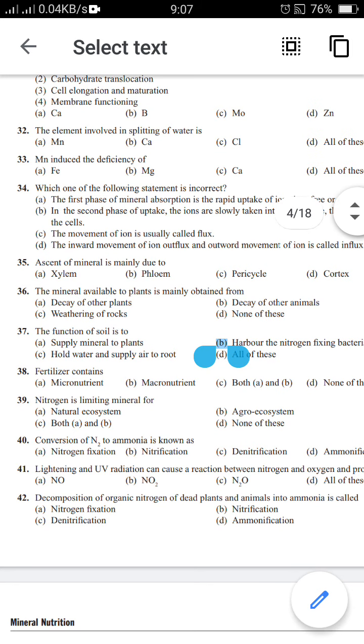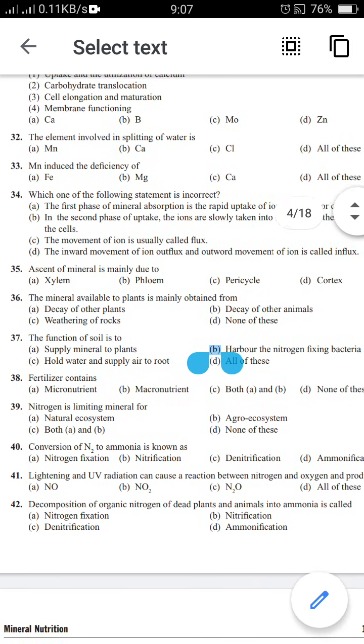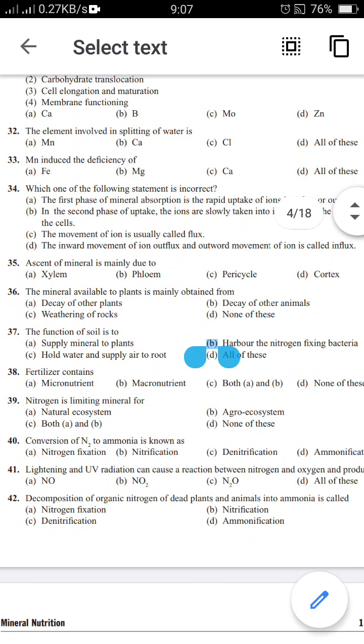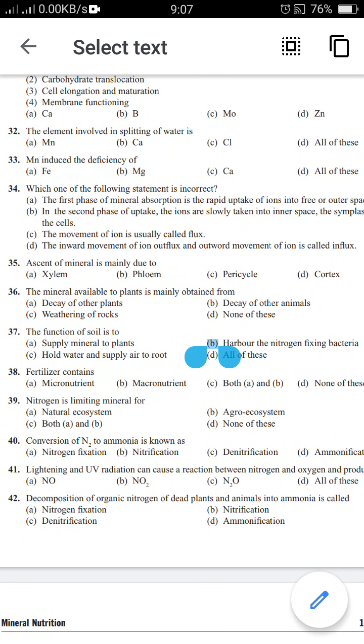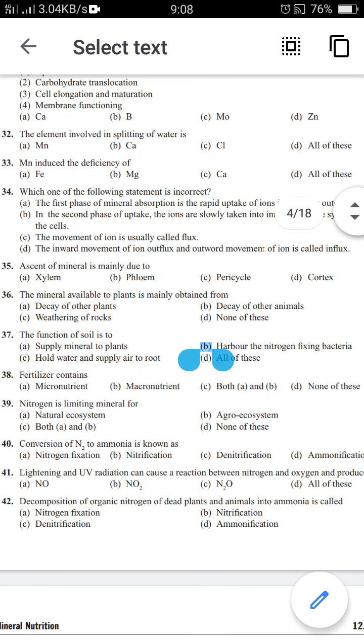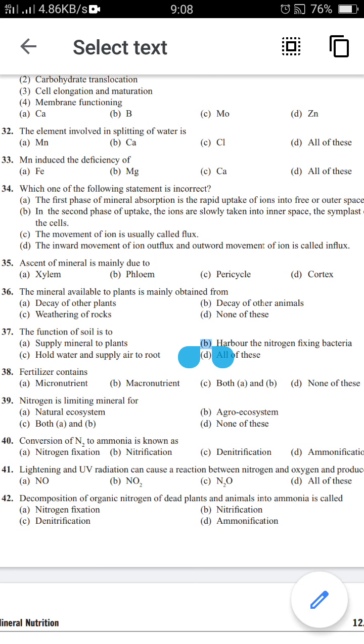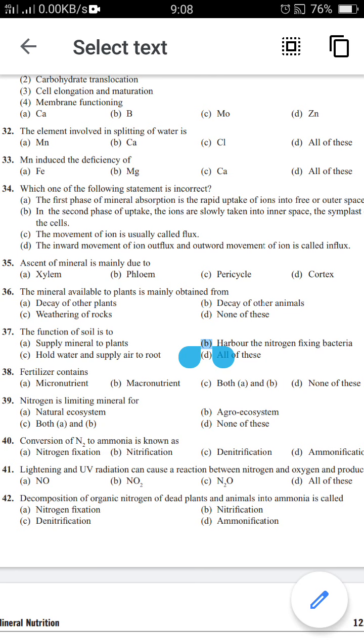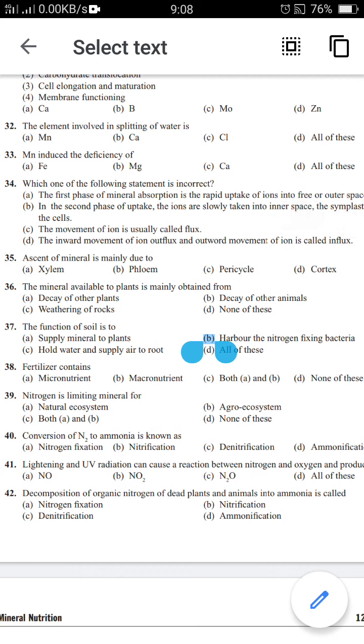Presence in the soil is due to weathering of rocks only. These rock minerals form, then are taken up by the plants. Understand? Next, 37. The function of soil is to A. Supply mineral to plants. Next, B. Harbor nitrogen fixing bacteria. Option C. Both. Here option C. Hold water and supply air to root. Next, option D. All the above. So the correct answer for this question is option D, all the above. So all these are functions of the soil.